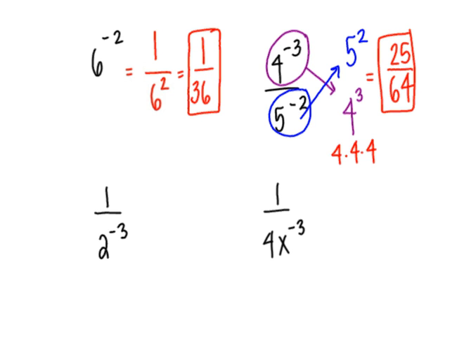Your next problem is 1 over 2 to the negative 3. This negative 3 exponent tells me to move it, so I'm going to move it up, and that becomes 2 to the third. 2 to the third is 2 times 2 times 2, which would give me an answer of 8.